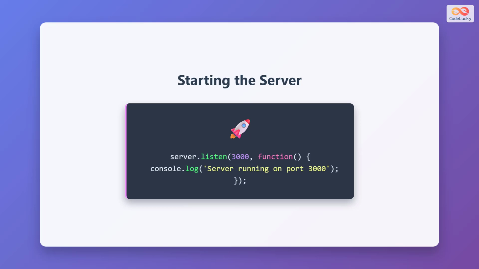To start the server and make it listen for incoming requests, use the listen method. Here's the code: server.listen(3000, function () { console.log('Server running on port 3000'); }). This code tells the server to listen on port 3000. When the server starts listening, the function inside listen is executed, which logs a message to the console indicating that the server is running.